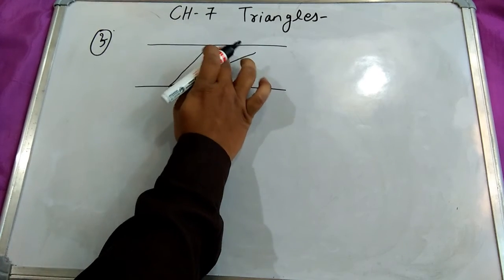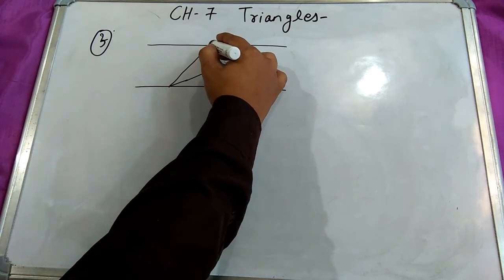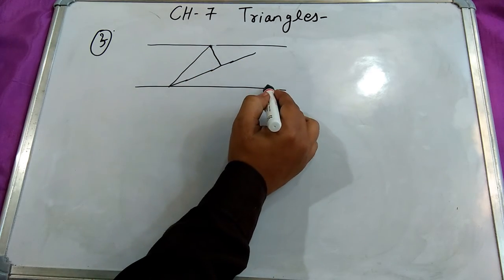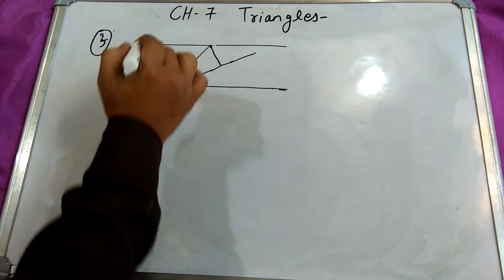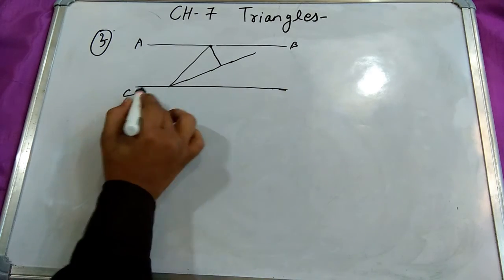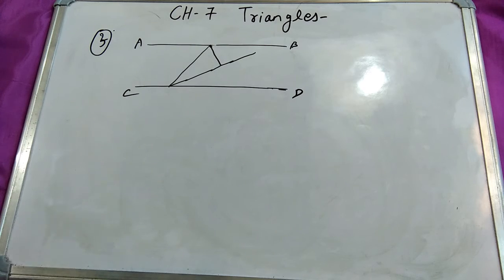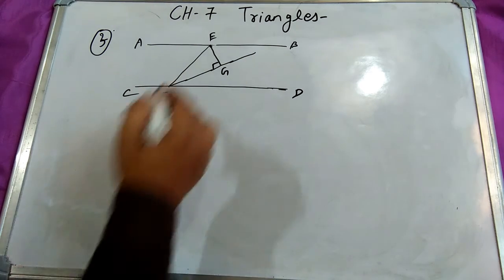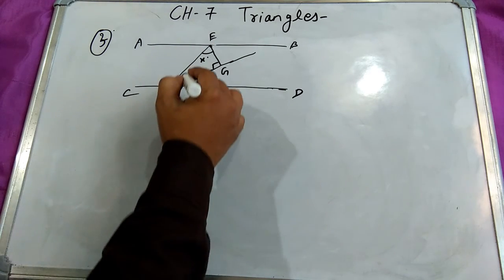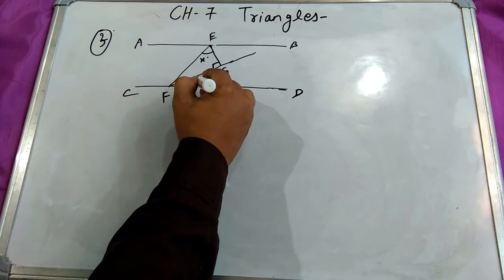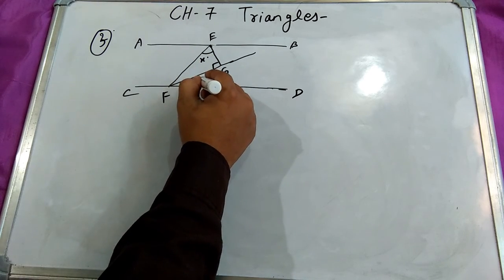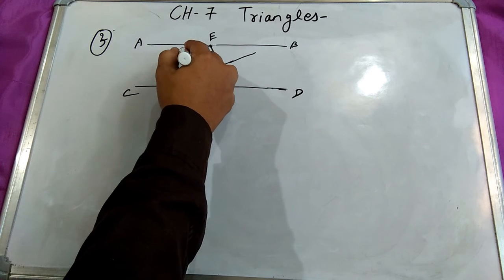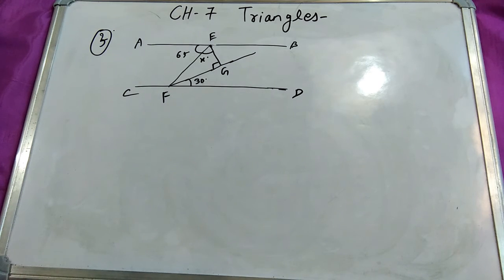Okay, the figure has points A, B, C, D, E, F, G, and X, with angles 30 and 65. So in this question we have to find the value of x. 65 is given, 30 is given.